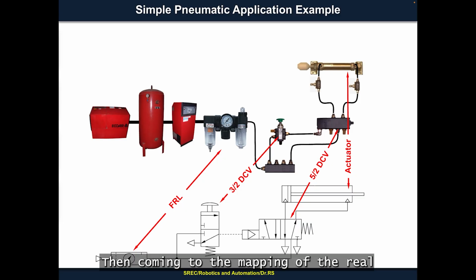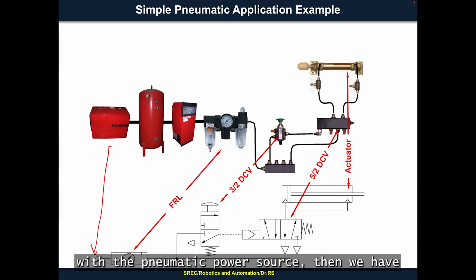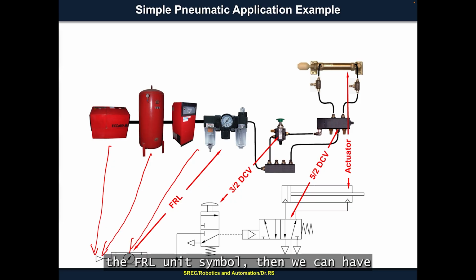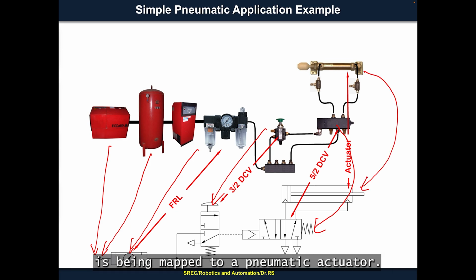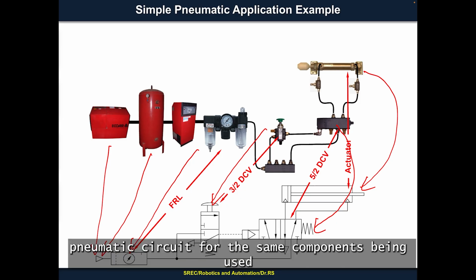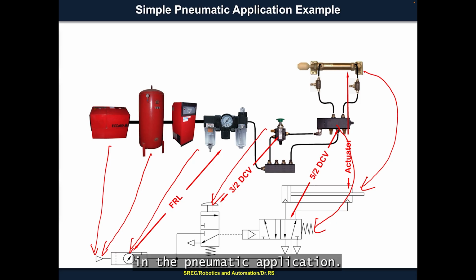Then coming to the mapping of the real components with the circuit symbols, we have the air compressor, which is mapped with the pneumatic power source. Then we have a storage tank that is mapped. Then we have the FRL unit mapped with the FRL unit symbol. Then we can have a 3 by 2 DCV mapped with the 3 by 2 DCV symbol. Similarly, we use a 5 by 2 DCV that can be mapped to a 5 by 2 DCV symbol. Then we have a pneumatic actuator that is mapped to a pneumatic actuator symbol. So like this, we can easily draw the pneumatic circuit for the same components used in the pneumatic application.